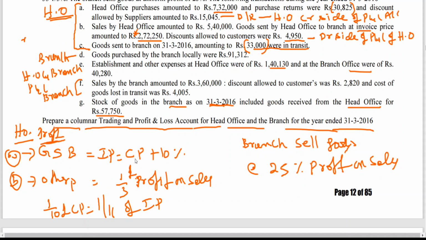I'm having one CP, IP is equal to 1/10th. Cost price plus 10%, that is 1/10th. Am I right? 1/10 of CP. That means the percentage of profit has been given on CP, and I'm converting that into IP directly. So 1/10th of CP is equal to 1/11th of IP.